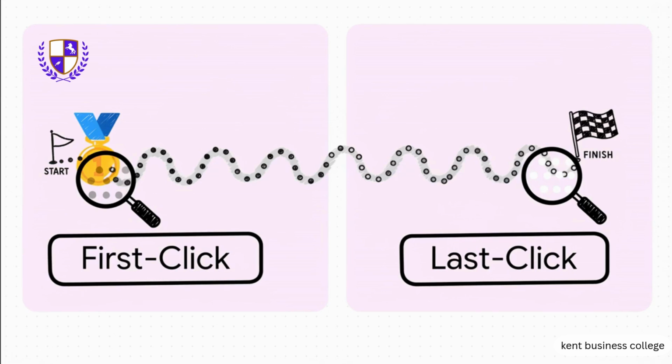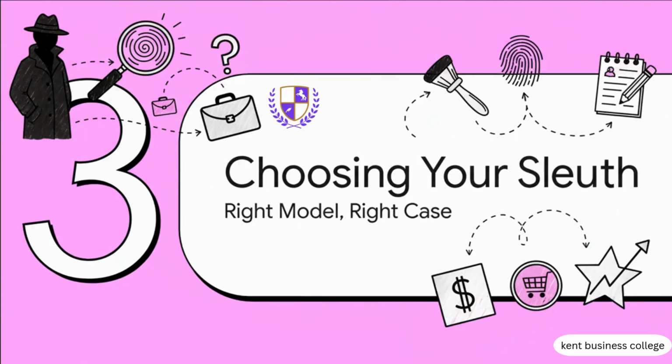So to make this a bit easier, let's just zoom in on the 2 simplest models. Think of first click as the first suspect. It's like blaming the first person who walked into the room. It's great for knowing what starts the journey, but it completely ignores everything that happens after. And last click, the last guy at the scene, is the opposite. It's simple for sure, but it gives 0 credit to all that amazing work your awareness campaigns did at the start.